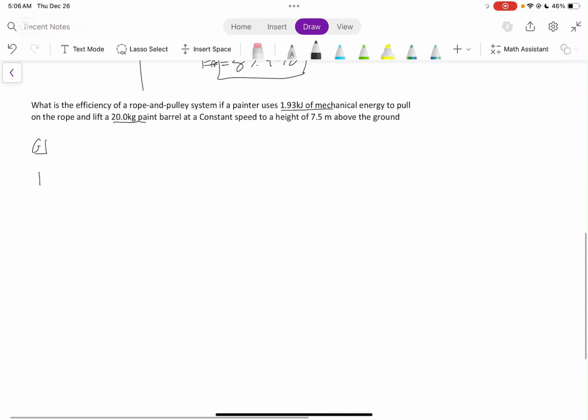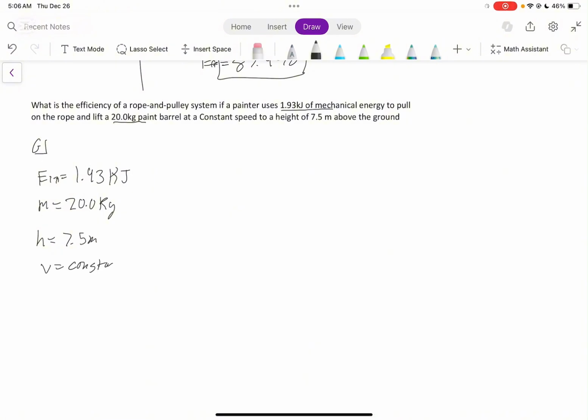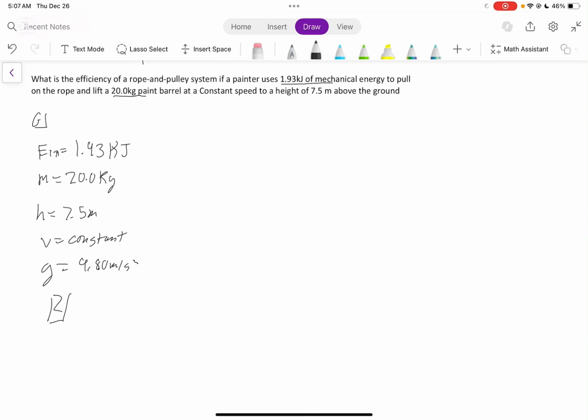Okay, so we already know our energy in. Our energy in is 1.93 kilojoules. We're already given our energy in. So we know the mass of the paint bucket to be 20.0 kilograms. We know that the height is equal to 7.5 meters, and the velocity is just constant, so there's no acceleration going on. We always know what gravity is, 9.80 meters per second squared, and we're looking for our efficiency, right?